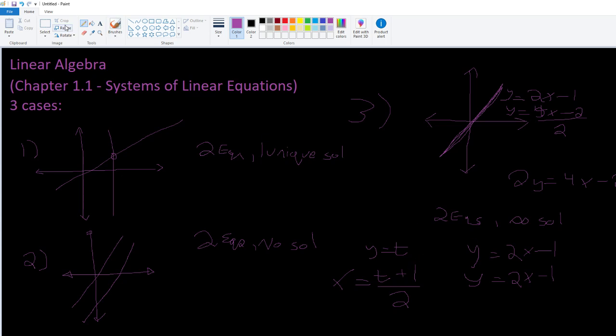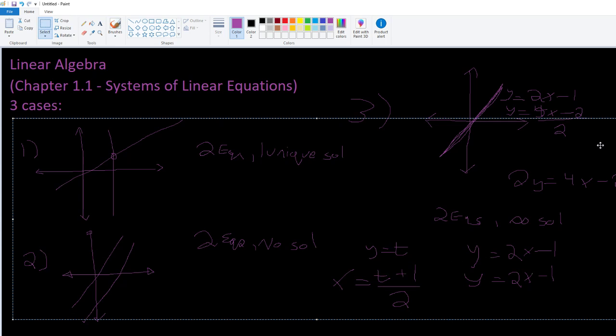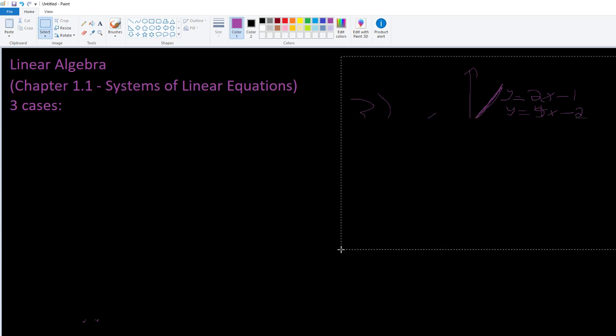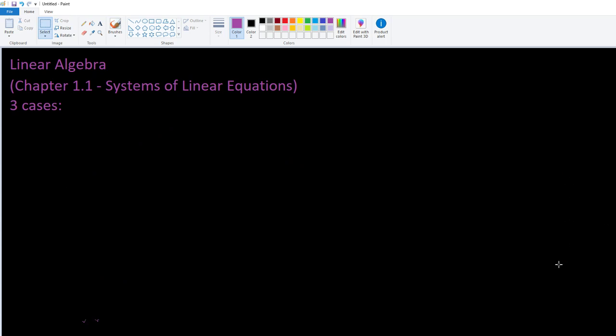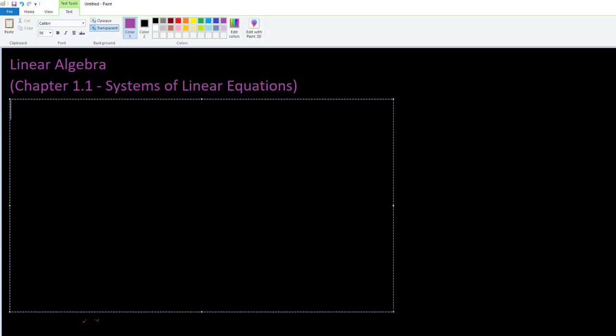So anyways, that's the three cases for when you have two equations, two unknowns. And we're going to look in general what happens when you have n equations and m unknowns. But that was just a general statement there, something that you should have learned in high school. Vectors. Okay. So now we are going to introduce the matrix.